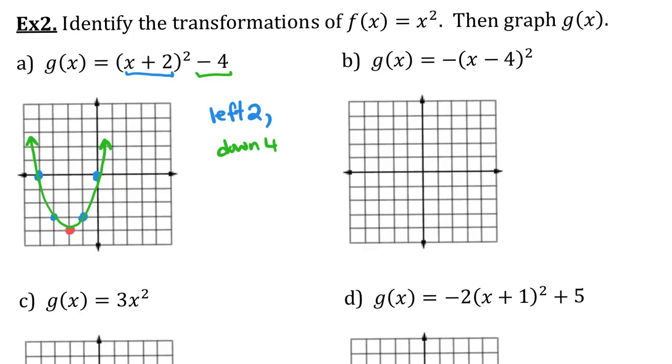Let's look at the next one. Okay, what do we see on here? Well, there's a negative in the front. What does that do? Reflect over the x-axis. So it's going to open down. What else? Right 4. Okay, so if I go right 4, the vertex is over here. Since it's reflecting over the x-axis, it's going to open down. Okay, let me sketch the parabola.